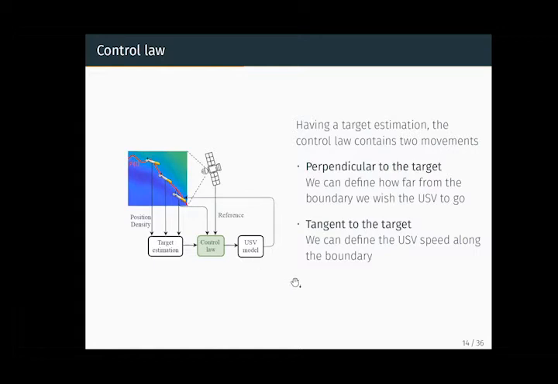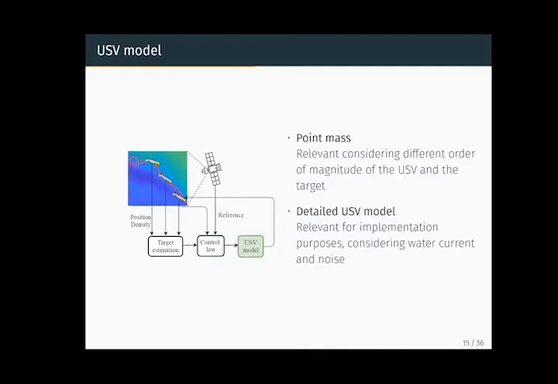But after having this target estimation and this control law, we also have the USV model. And I divided it into two very distinct options, the point mass and the detailed USV model. So the point mass I have used quite extensively, and I think it has been very relevant considering the USV would be 1 meter and these fronts can be many, many kilometers. So it has been very relevant for proof of convergence and for studies. But more recently, I've been using a more detailed USV model, even more for now implementation on Dune and Neptus.